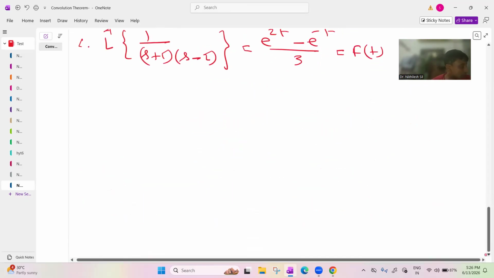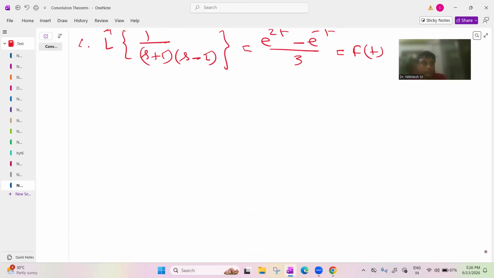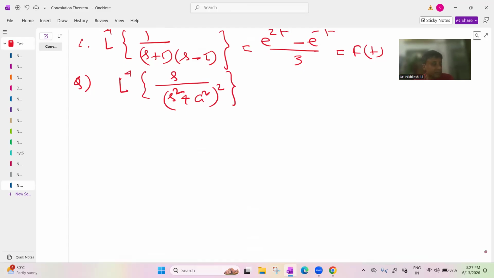Now to the next question. What is the next question? L inverse of s by (s square plus a square) whole square. Okay. So here, solution.